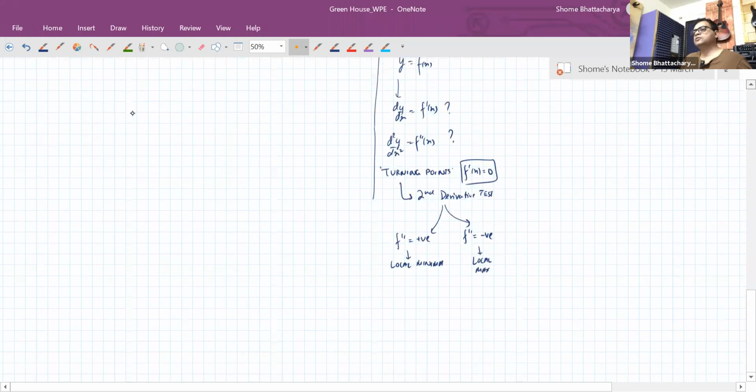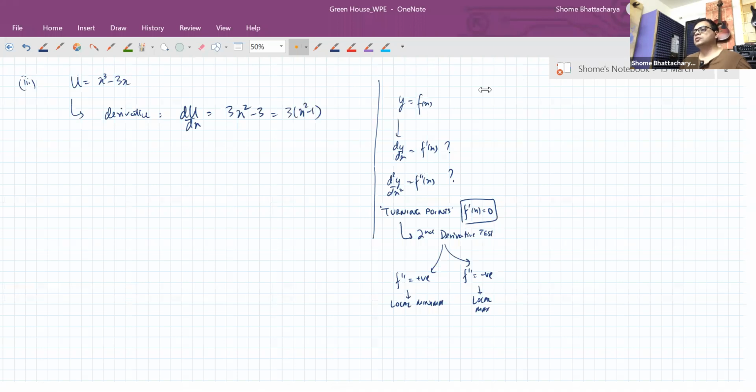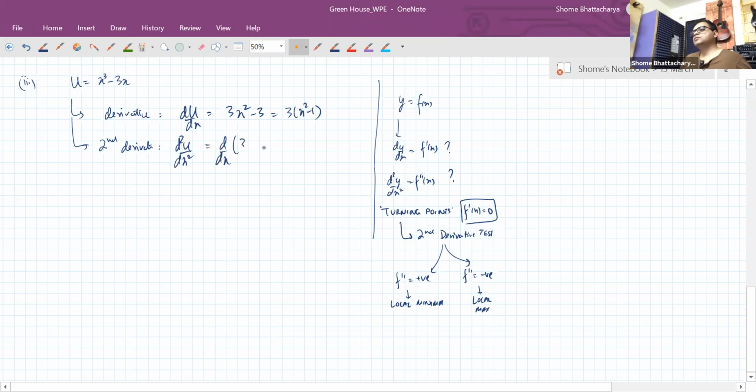So the first step, derivative, that is du by dx, that we've already seen. Then second derivative, that is going to be differentiation of the first derivative. So that is going to be 6x.